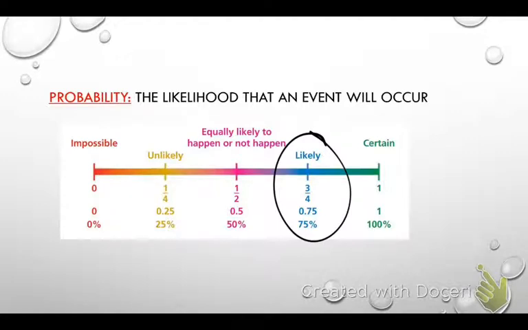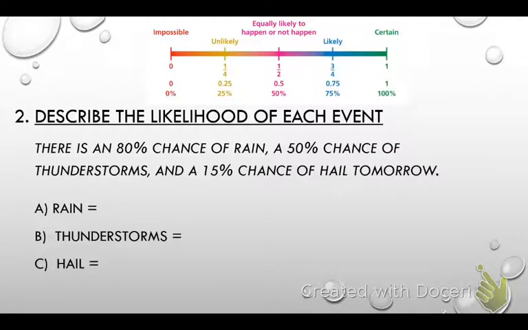So these are some words that we're going to use. Now, obviously, there's going to be like highly likely or not highly likely, but these are the 5 main words that I want us to focus on when we're talking about the likelihood of something happening. So let's use some of those words as we look at number 2. There is an 80% chance of rain, a 50% chance of thunderstorms, and a 15% chance of hail tomorrow. What percentage did it say there was a percent chance of rain? Which one? 80%. So let's go ahead and write down 80%.